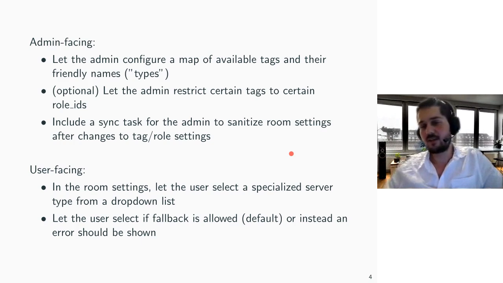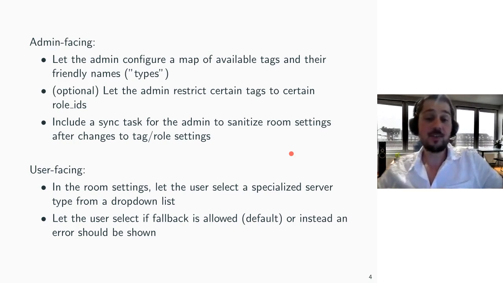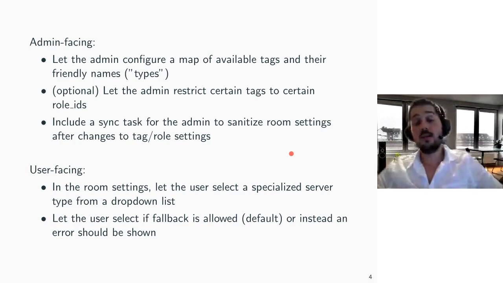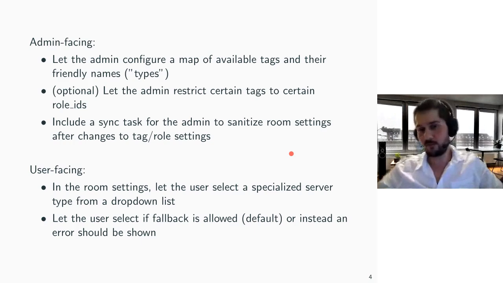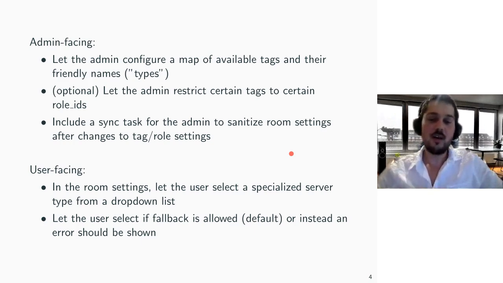Then optionally, he can restrict certain tags to certain role IDs, so certain user groups in Greenlight. And he will have a sync task. If he changes any of the tag settings or role settings, then he can sanitize the database, right? Delete all invalid tags that are not available anymore or not allowed for the role. That's pretty important. And then user-facing is in the room settings. There's a new option, a drop-down list, to select the server type. And you will have the types that you are allowed to have according to the role ID. And you could also select this fallback allowed option.